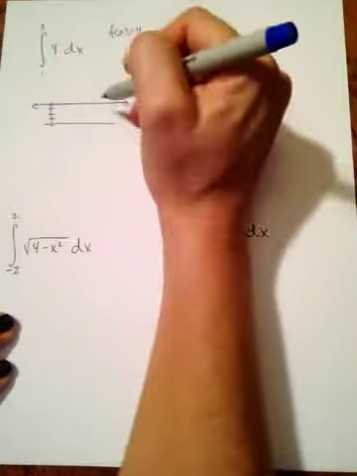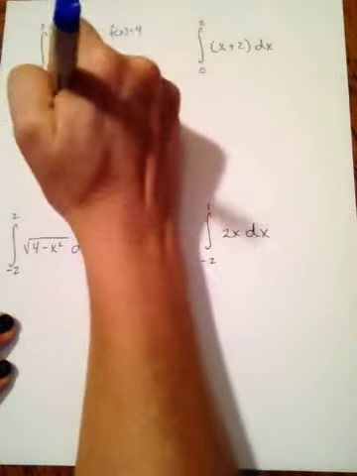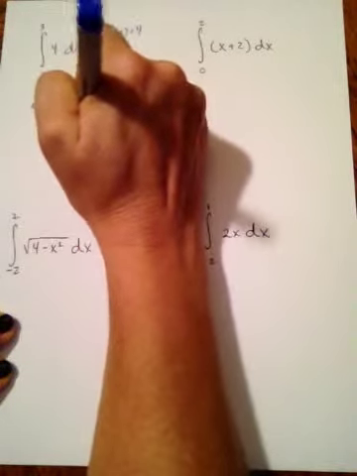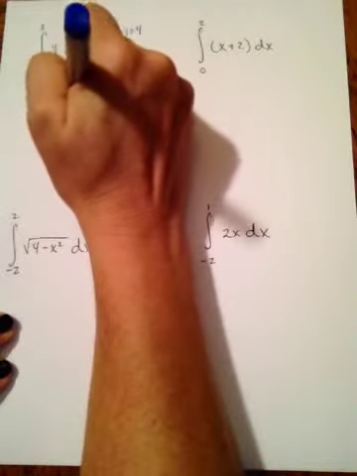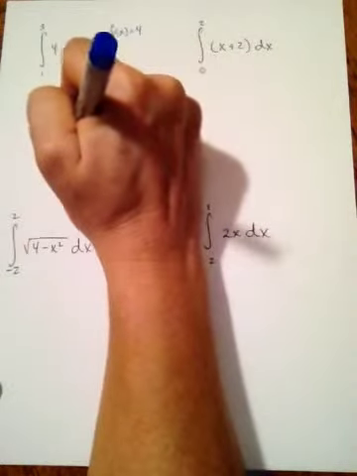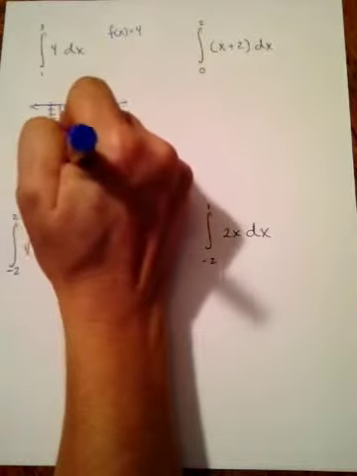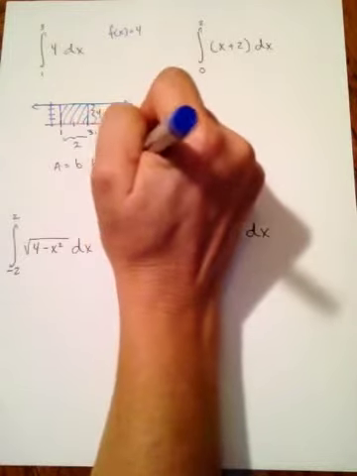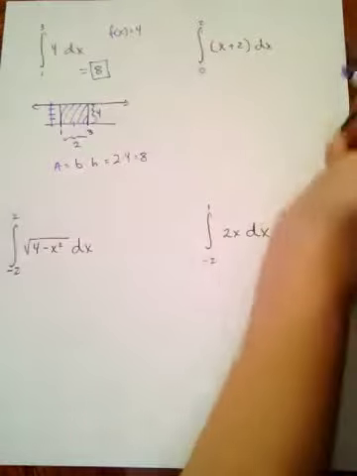This represents the area bound by this function, the x-axis, and the lines x equals 1 and x equals 3. So it's this area right here, which is a rectangle. It has a base of 2 and a height of 4. The area of the rectangle is base times height, so it'll equal 2 times 4, or 8. So this integral expression equals 8.